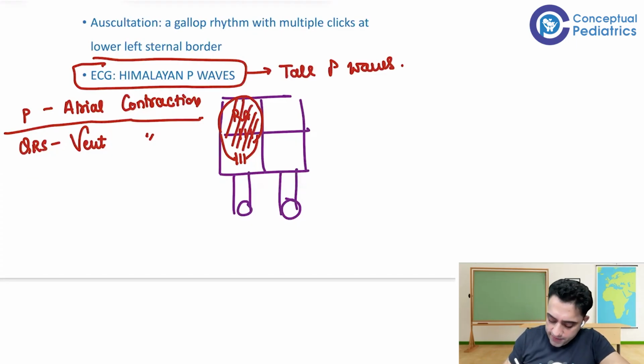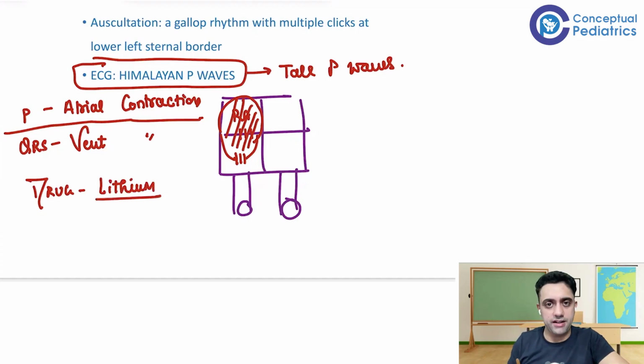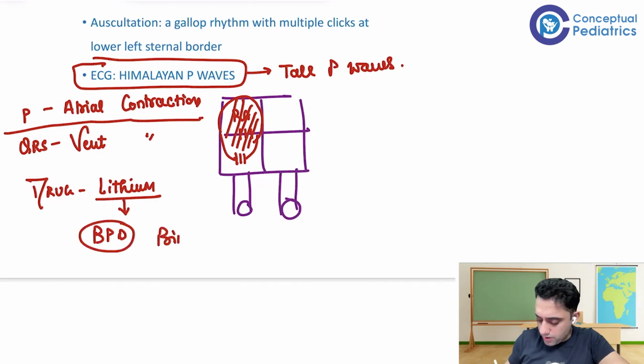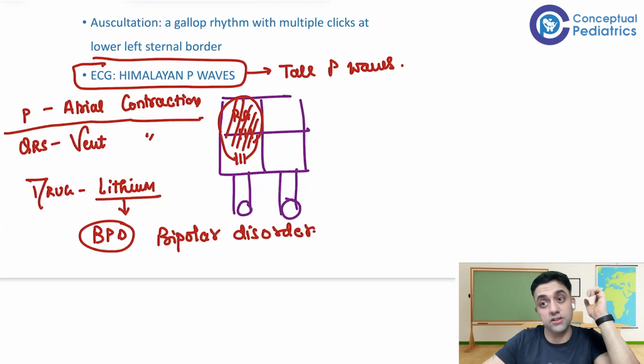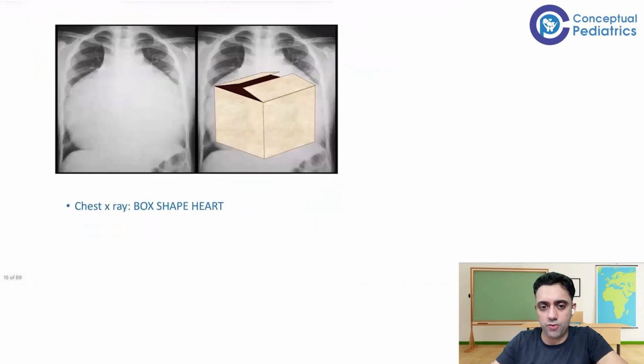And which drug would the mother have taken during pregnancy? Very common exam question. If the mother has taken lithium during pregnancy, the baby can land up with Epstein anomaly. Why is she taking lithium? Lithium is the drug of choice in BPD. What is BPD? Bipolar disorder. So lithium is the drug of choice in bipolar disorder for the mother. For the mother, remember that. Okay, so simple, happy points you should know.